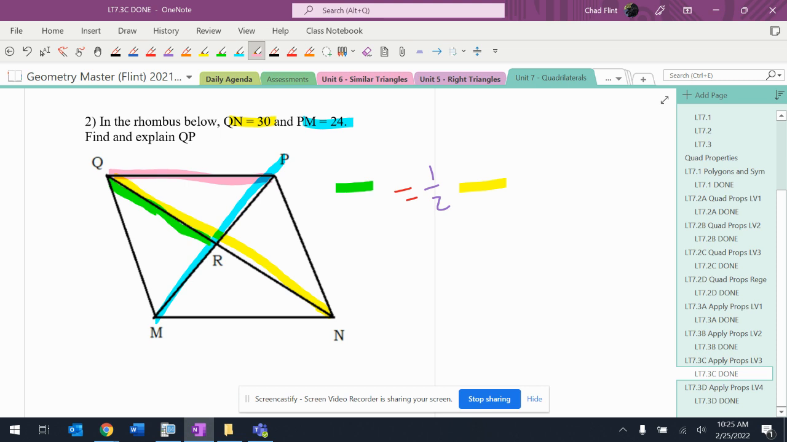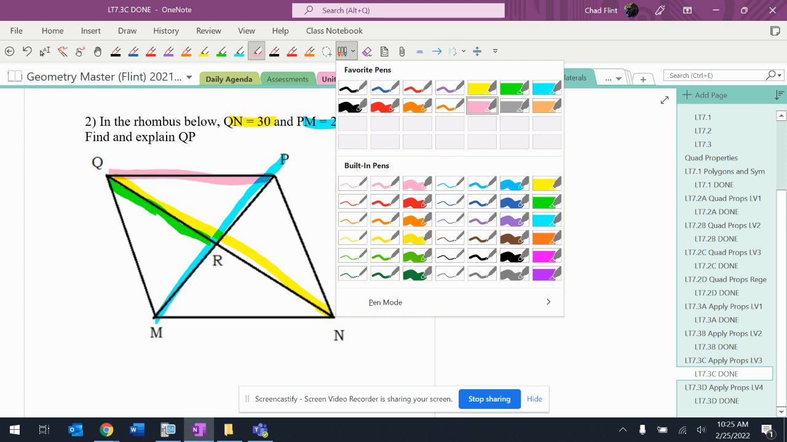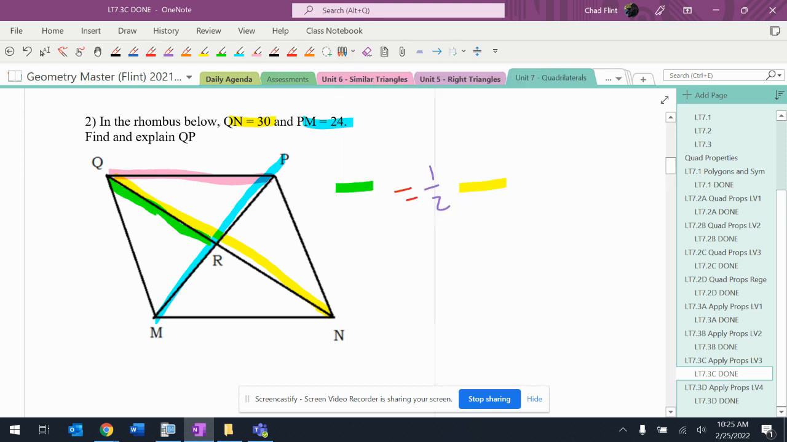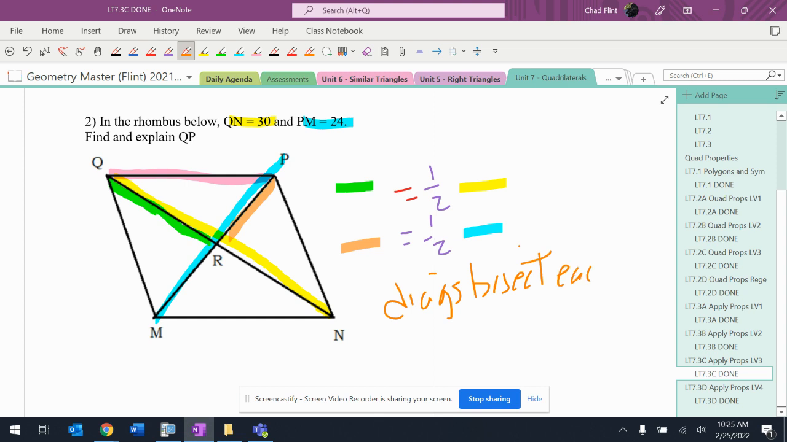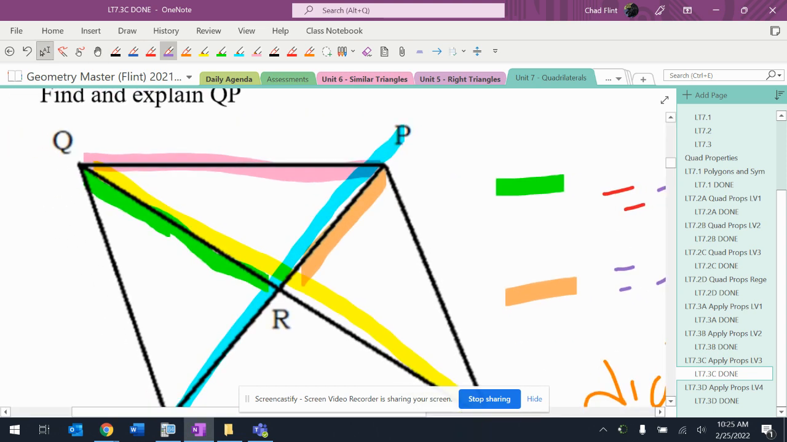Green, yellow, pink, blue. Okay, so I used all four of them. So let's get a different one. Let's use this orange color. And then orange is equal to half of blue because the diagonals bisect each other. Now, you may be like, why would that be important? It's important because the other thing there about rhombuses is the diagonals are perpendicular.